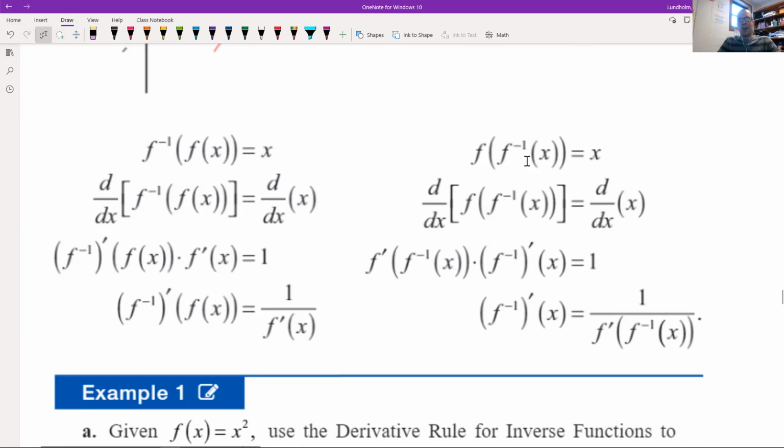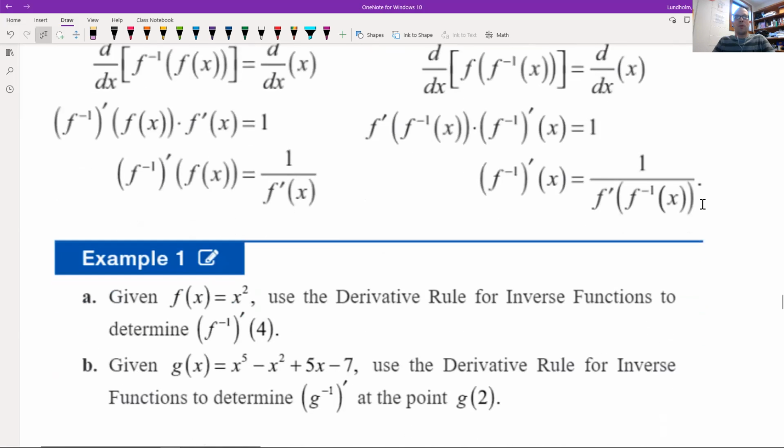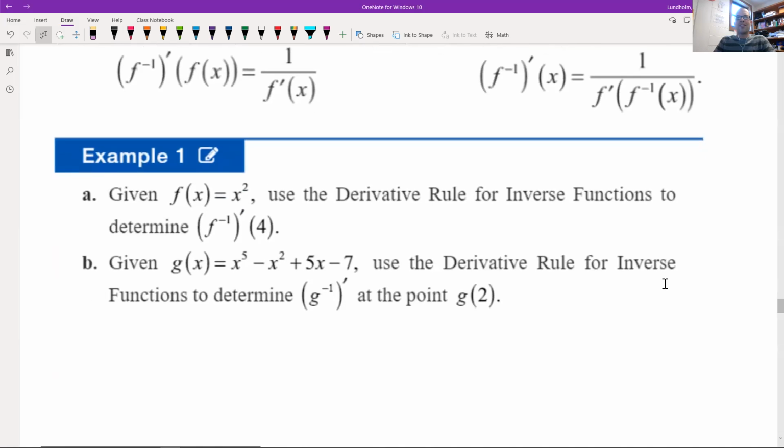Similarly, rewriting those in the opposite order, taking the derivative, doing the chain rule, we get another version of the formula where, here we've got an x value as the input into the inverse function. Here we've got a y value as the input into the inverse function. And so depending on the circumstance, one of these might be easier to utilize depending on the information that you've been given. And here we are, example 1. Let's try to utilize this.